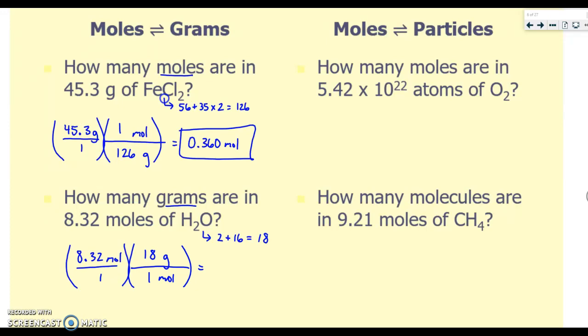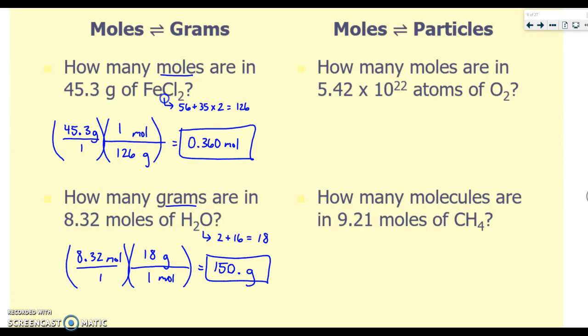So just like the other dimensional analysis we've done in the past, this time though you're just going to have to calculate what that conversion factor would be. So in this case I'm going to multiply. And I get 150 point, because I need 3 sig figs, grams.